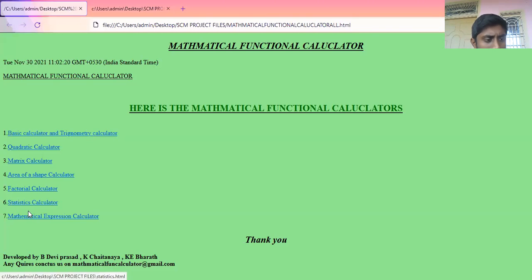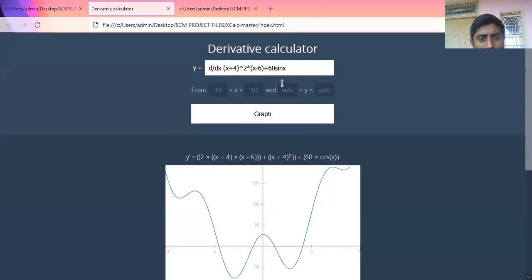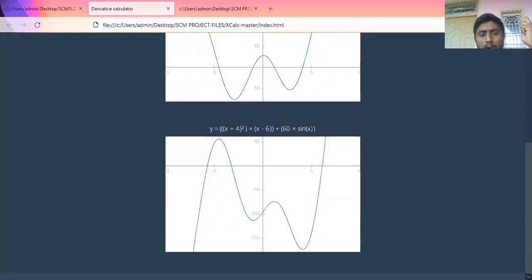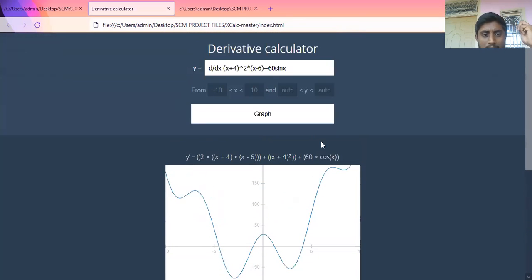So coming to the mathematical expression calculator, here we'll have the derivative. For the derivative, we'll have the first derivative calculations here, for d by dx and d by dx dash. If you give some values, then it calculates the value of the derivative.